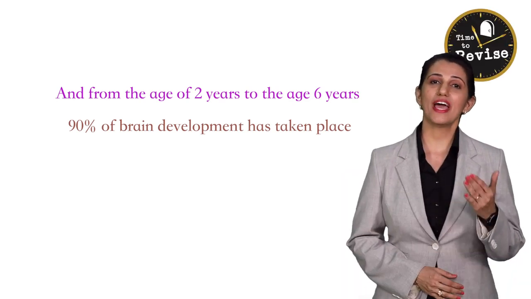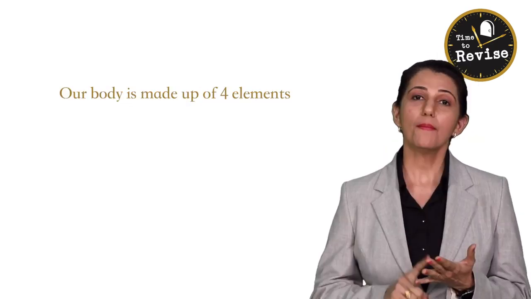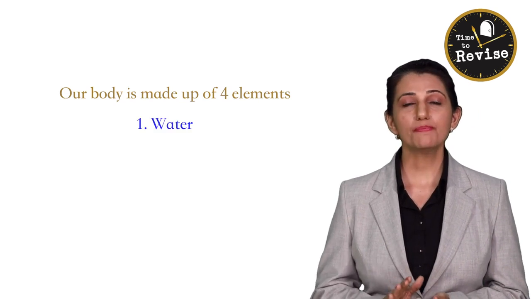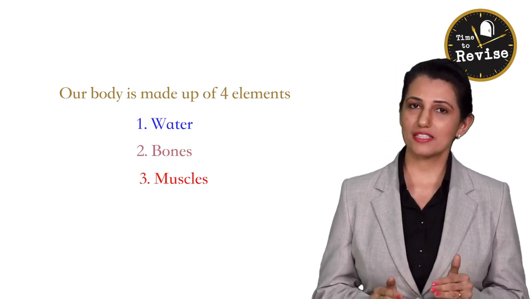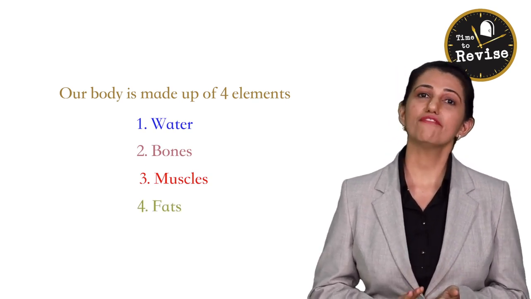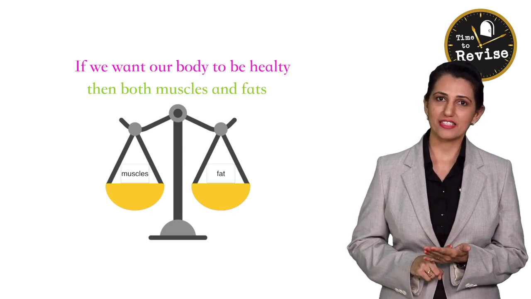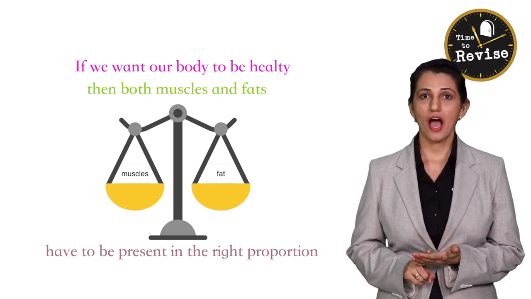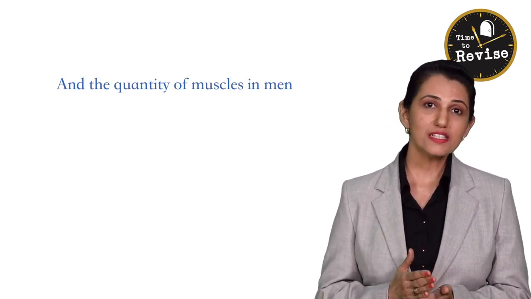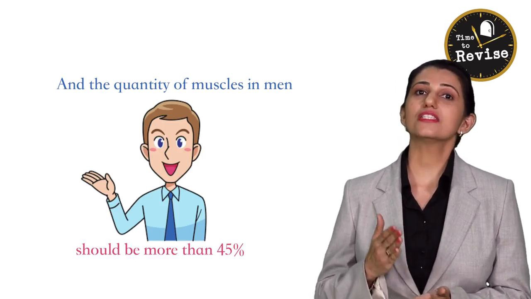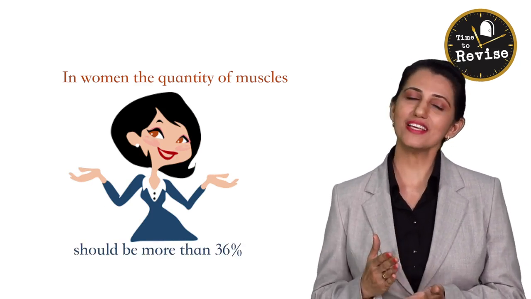Now let us repeat all the important points that we have learned about the human anatomy today. Our body is made up of 4 elements. First one being water, second, bones, third, muscles or muscular system, fourth, fat or different kinds of fat tissue. If we want our body to be healthy, then both muscles and fats have to be present in the right proportion. The quantity of fats in our body should be less than 25%, and the quantity of muscles in men should be more than 45%, and in women the quantity of muscles should be more than 36%.